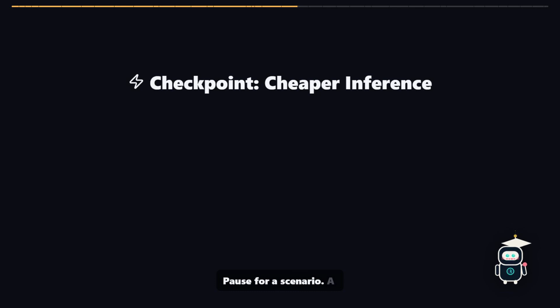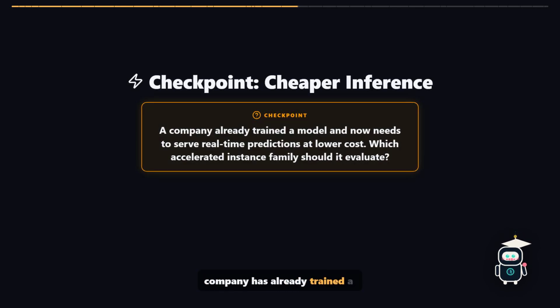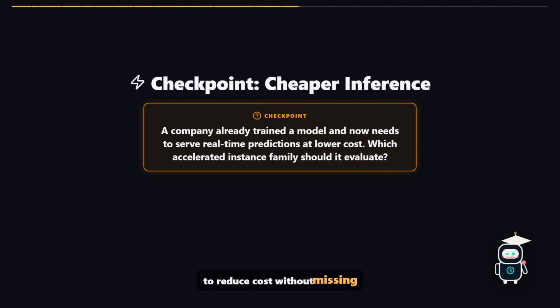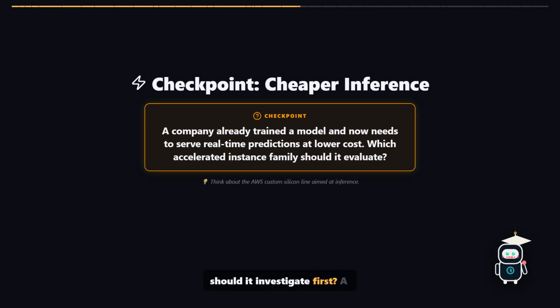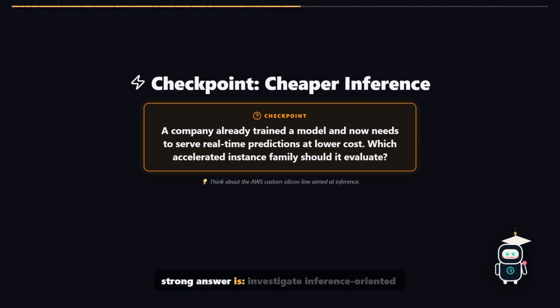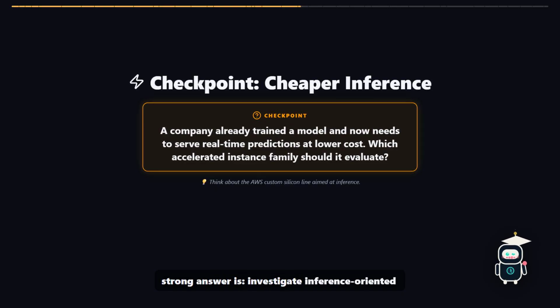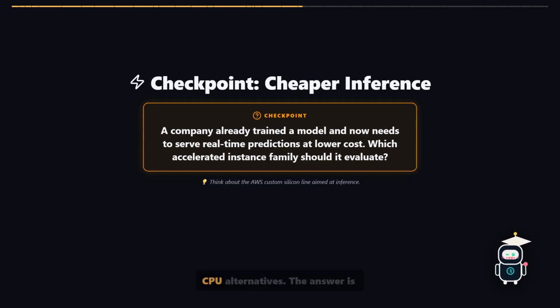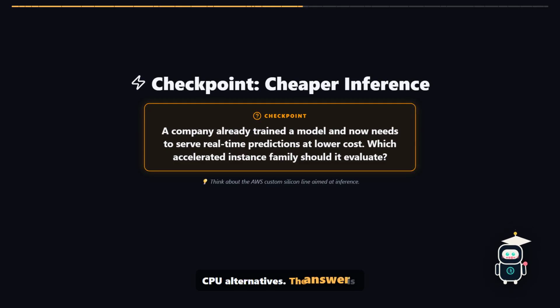Pause for a scenario. A company has already trained a model. Now it needs to serve real-time predictions and wants to reduce cost without missing its latency target. Which family should it investigate first? A strong answer is, investigate inference-oriented options, such as INF2, if the model and software stack are compatible, then benchmark them against the relevant GPU and CPU alternatives. The answer is not, INF2 always wins.